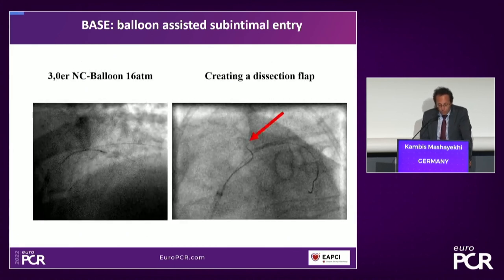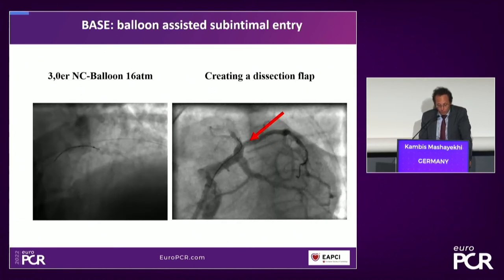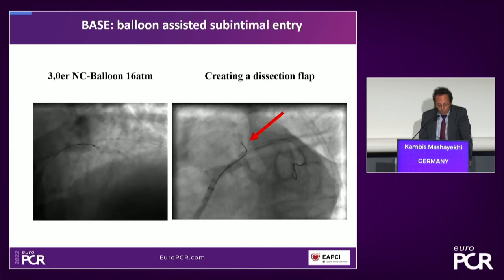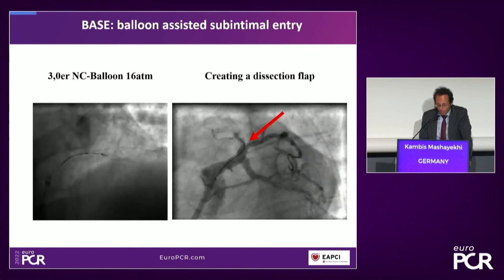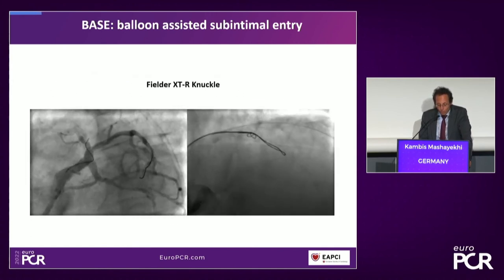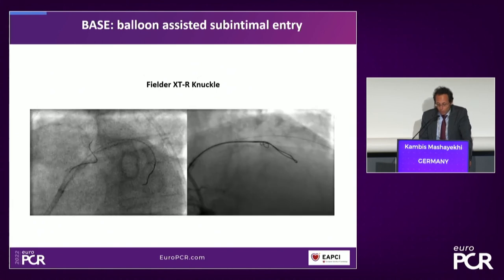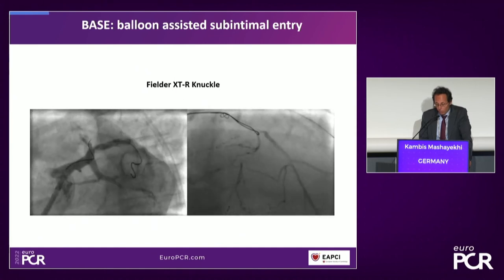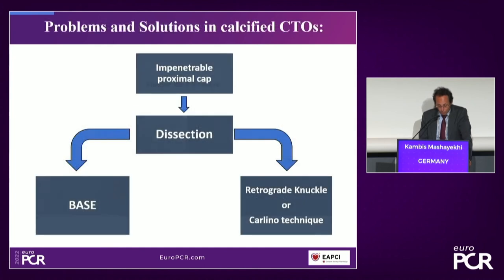There is a simple solution for it, and I will just illustrate it for your next CTO when you have this problem. I took a 3.0 non-compliant balloon at 16 atmospheres, and what I created is a dissection flap. Then the case is almost done, because you just have to overcome the cap with a Fielder XT knuckle. As you can see, you have plenty of opportunities to re-enter. One would be an ADR-based strategy with Stingray, or retrograde. So this is the way where you can go for the BASE technique to overcome the cap.